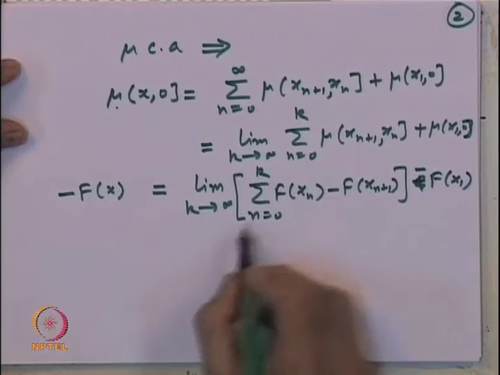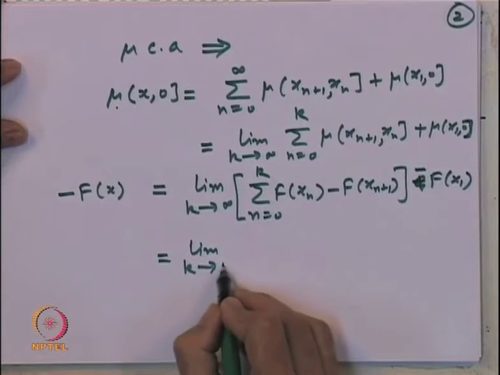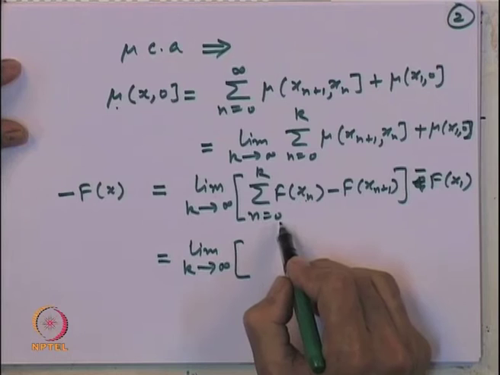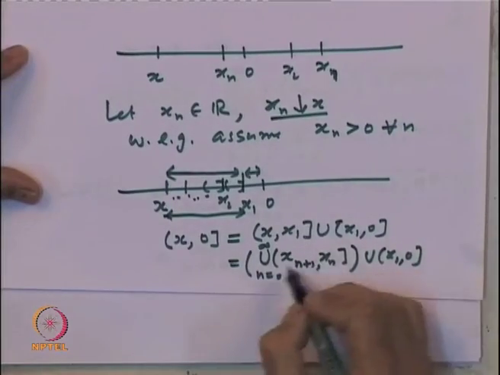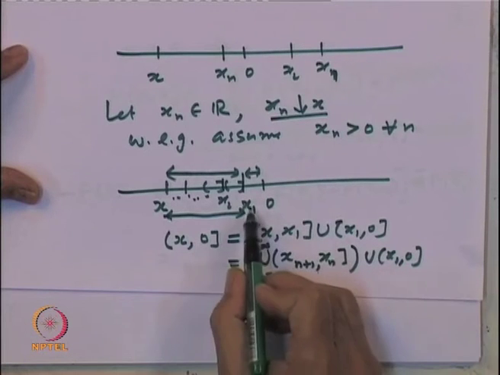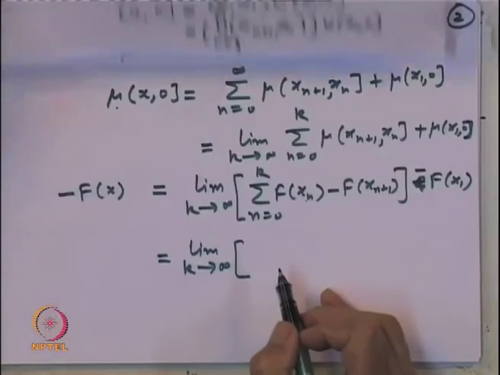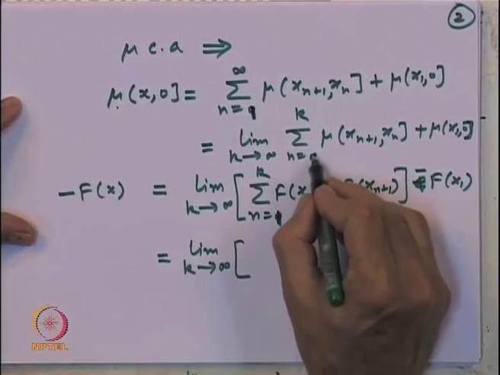So, now let us note what this is. This is a limit k going to infinity, and what is this sum? It starts with n equal to 0, which will give you x_0, that is not right. So, there was a mistake here. I should have written the union from n equal to 1, because it is 1 to 2, and so on. So, that was the mistake here. So, this sum is from n equal to 1 to k.